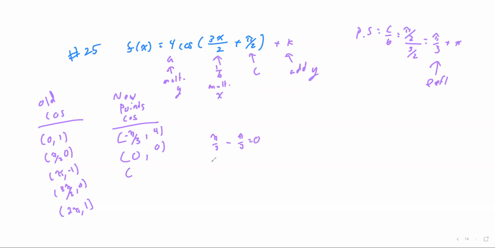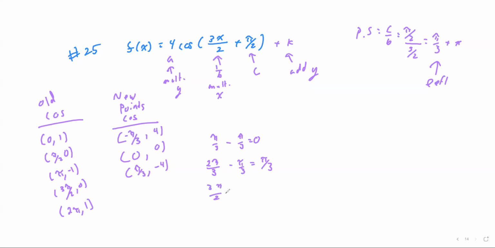So let's do another one there. So that would be pi times 2/3, so that'd be 2 pi thirds. And then you would subtract pi thirds from that, and you would get pi thirds. So this is now pi thirds, comma, -4. And then take your 3 pi halves times 2/3. So let's do that work.